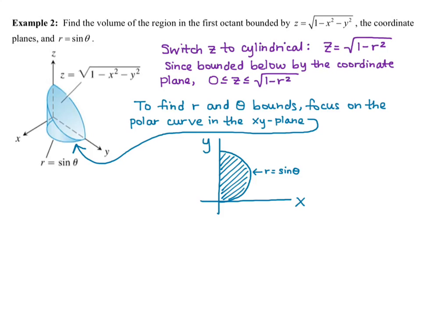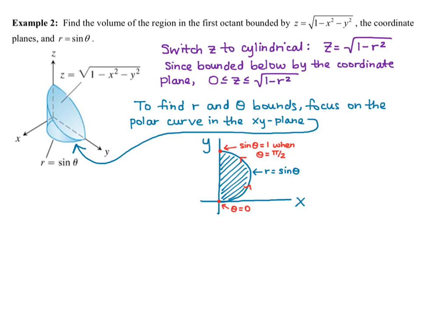Now this first point on my curve is at the origin. Theta equals 0 right there. And with a little playing around, I can figure out that my curve is going to be traced out in this direction. And then at this point, sine of theta equals 1 when theta is pi over 2. And so that's going to give me the bounds that theta is between 0 and pi over 2.